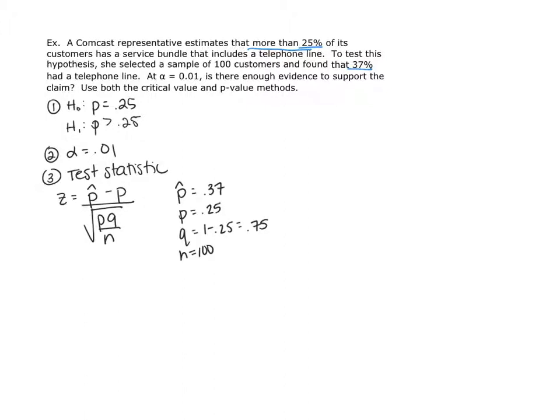P hat is our sample proportion, and in that sample of 100, they found that 37% had a telephone line, so P hat is 0.37. P is our null proportion, or our null value, 0.25. Q equals 1 minus P, or 0.75, and our sample size was 100. Now we'll substitute those values in to calculate our test statistic.